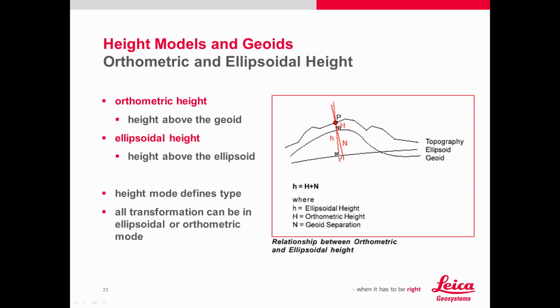So this is the ellipsoid and this is small h, and we have the geoid and we have capital H, and we have something called the geoid-ellipsoid separation or undulation, capital N. So actually if we know any two of them, we can get the third one. So the equation is small h equals capital H plus N, where small h is the ellipsoidal height, capital H is the orthometric height, and N is the geoid separation.